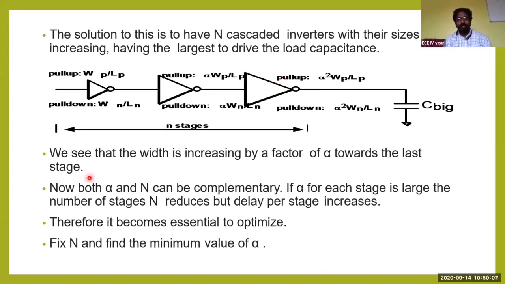So now here, both alpha and N can be complemented. Can be complemented means what? If one is increasing, the other one has to be decreased. So that is the meaning of complemented here.